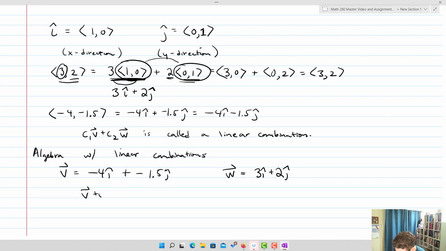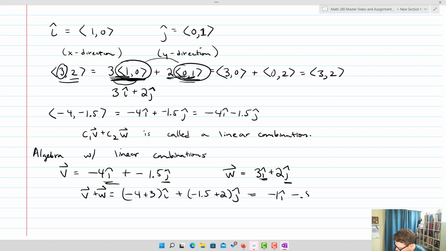So v plus w is just you're going to add the i's together, and you'll add the j's together. And you'll notice that that just adds our components. So this is going to end up being negative 4 plus 3 i plus negative 1.5 plus 2 j, which is then negative 1i minus 0.5j. And if you were to write that as a standard position vector or in component form, that would just be negative 1, negative 0.5. That's the addition of your vectors.